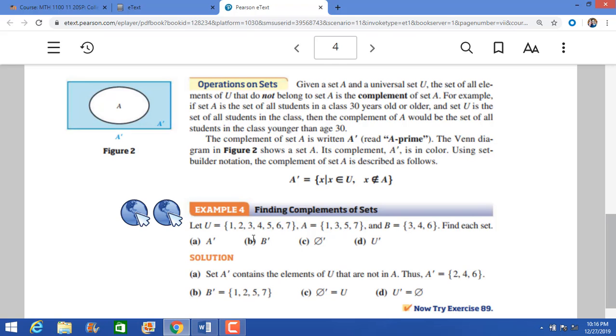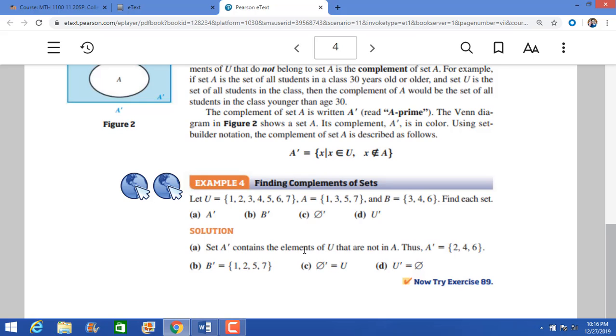So if we want the complement of A, we want everything that's in the universe, but not in A. Well, we don't want 1, 3, 5, and 7. So if we eliminate 1, 3, 5, and 7, what does that leave us? 2, 4, and 6. So A complement is the set of 2, 4, and 6. Okay, B prime.